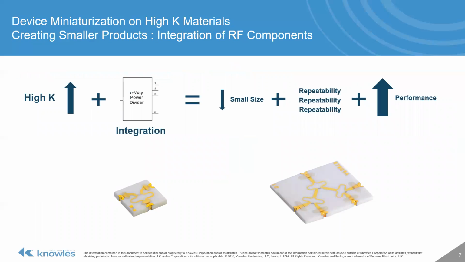Now I'll transition to the integration portion, where we provide a couple examples of size reduction as it applies to combining multiple RF passives on a single substrate. Basically, you'll see that high K plus integration equals a smaller size, better repeatability, and better performance.